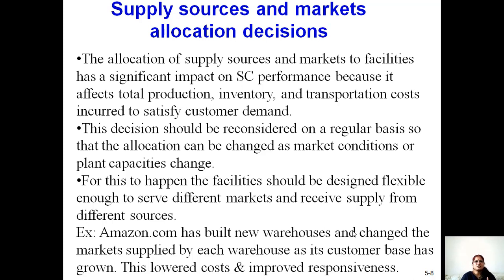These decisions should be reconsidered on a regular basis so that the allocation can be changed as the markets grow. But for this to happen, facilities should be designed flexible so that changes can be incorporated easily. As I already mentioned, Amazon.com built new warehouses and increased the number of facilities as its customer base grew.